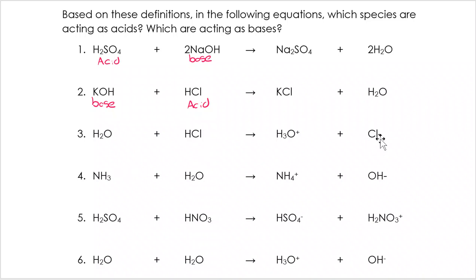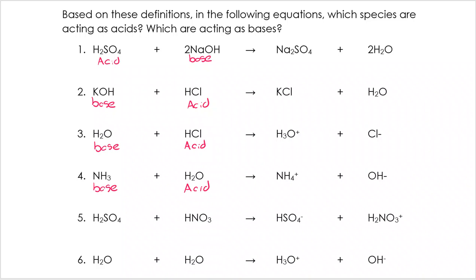The HCl has become Cl-. It's donated a proton, definitely acting as an acid, but the H2O has accepted a proton to become H3O+. So in this context, the water is acting as a base. Similarly, if we look at the next one, we have got NH3 accepting a proton, becoming NH4+, which makes it a base, but here the H2O is donating a proton, becoming OH-. So the water in this case is an acid.